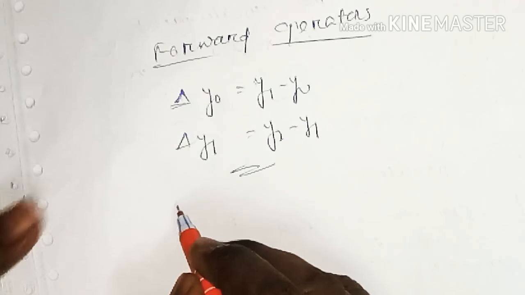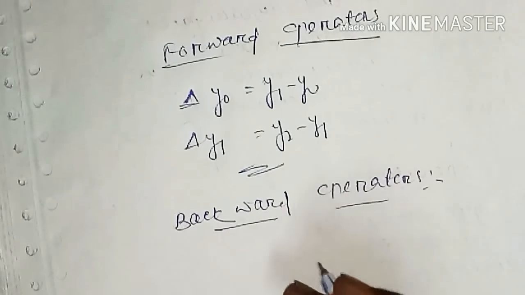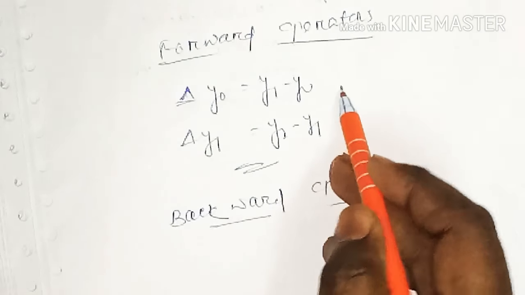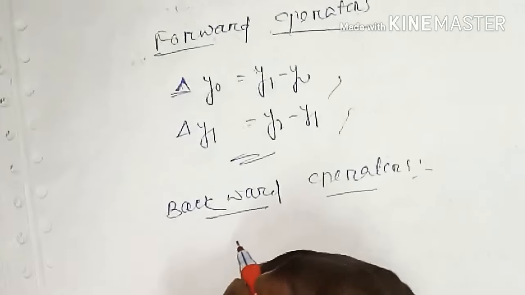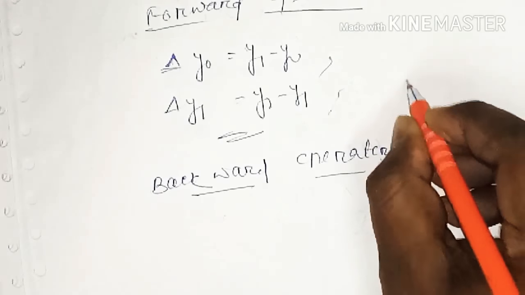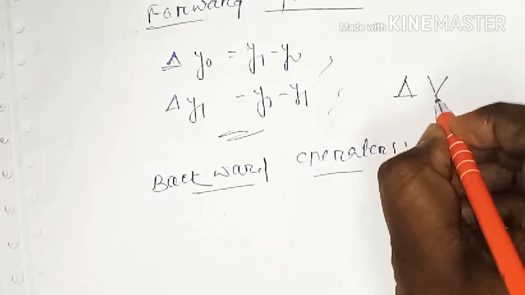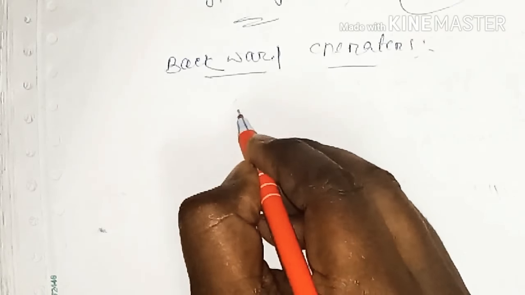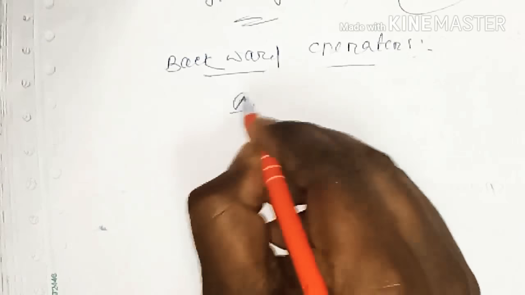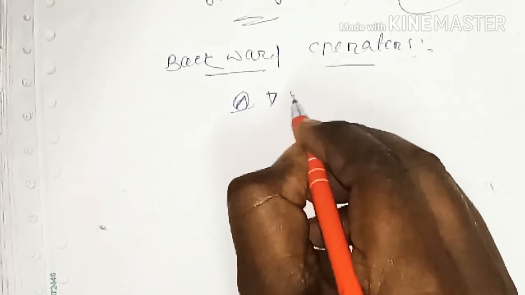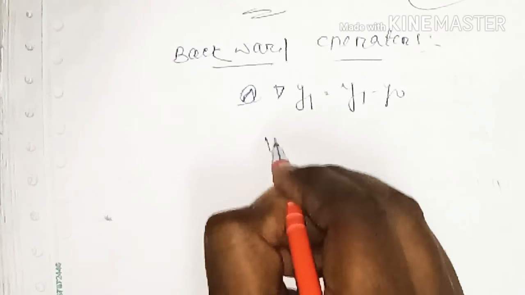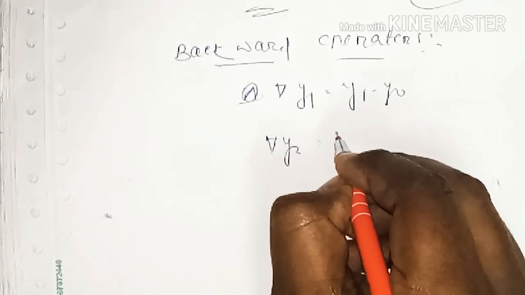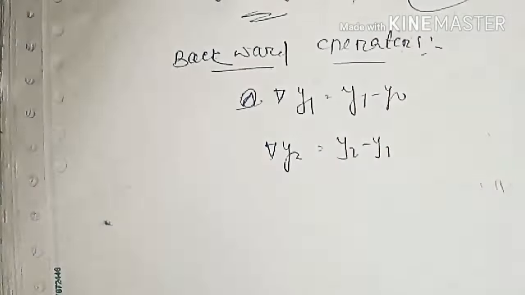Now the backward operators. Backward operators is nothing but the opposite of forward operators, and the symbol is also opposite. As you know, for the forward operators it is delta, and for the backward operators it is del. For backward operators, if the value of y is del of y1, then it will be y1 minus y0. Similarly, for del of y2, it is y2 minus y1.